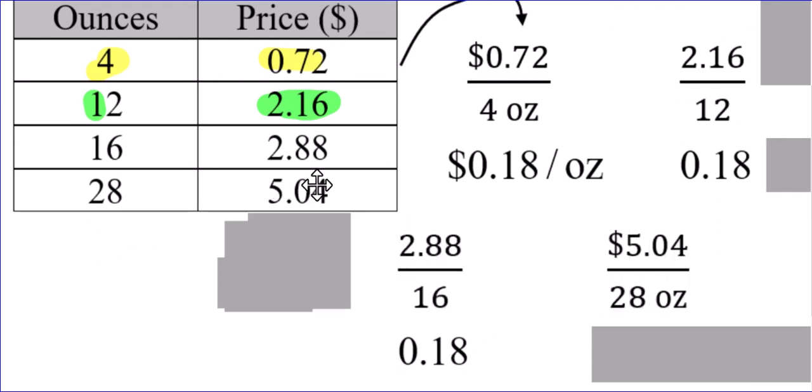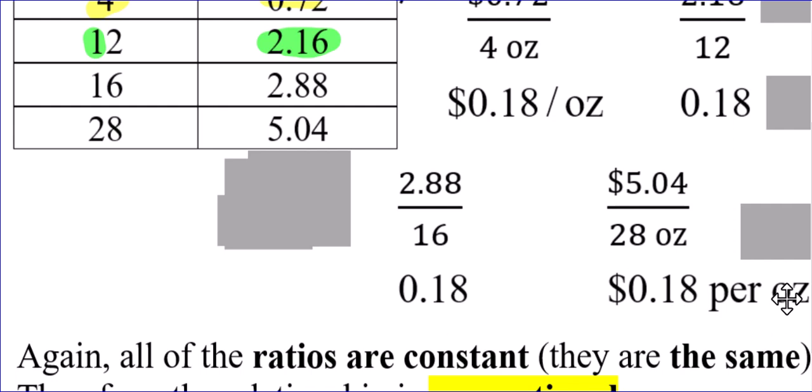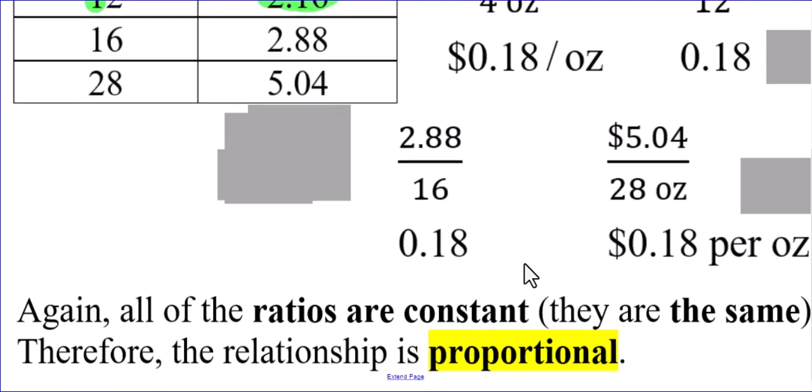Finally, what about $5.04 for 28 ounces? If I divide in my calculator, I get 18 cents per ounce. So the ratio was always the same. It was always 18 cents per ounce. So by definition, since the ratios were constant, which means they're always the same, this is a proportional relationship.